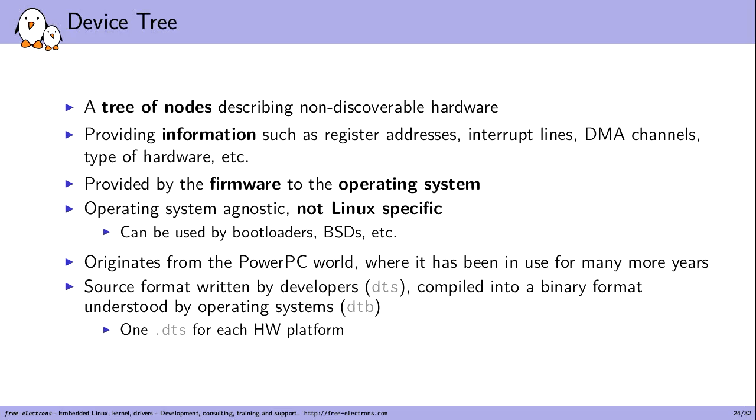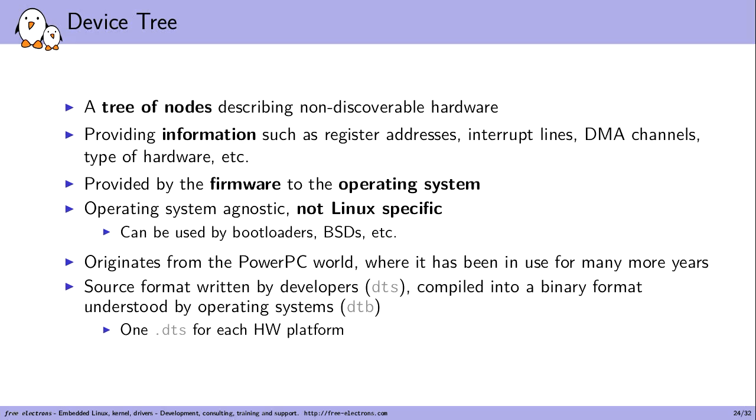Things that you can discover, like PCI, USB devices, you don't need to represent in the device tree. Only things that cannot be discovered. It provides information such as where are the registers to program the hardware, what are the interrupt lines, the DMA channels, what type of hardware that is, and lots of other non-discoverable information. And it's provided by the firmware to the operating system. So it's not a Linux-specific technology at all. It actually originates from the PowerPC world, where it has been used for many, many years, way more than when it was used on ARM.